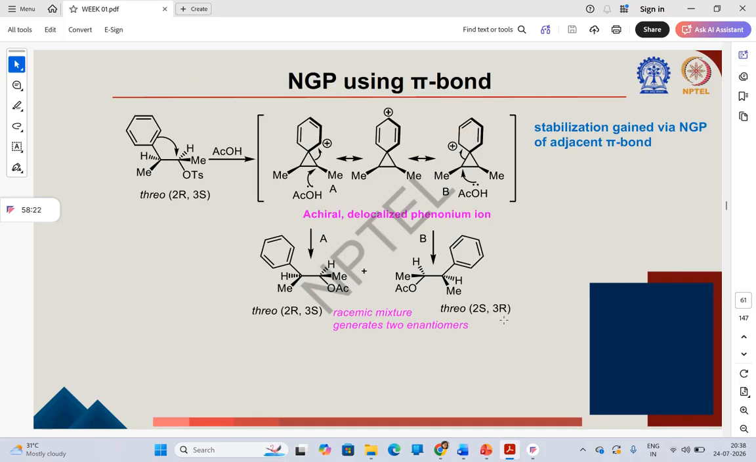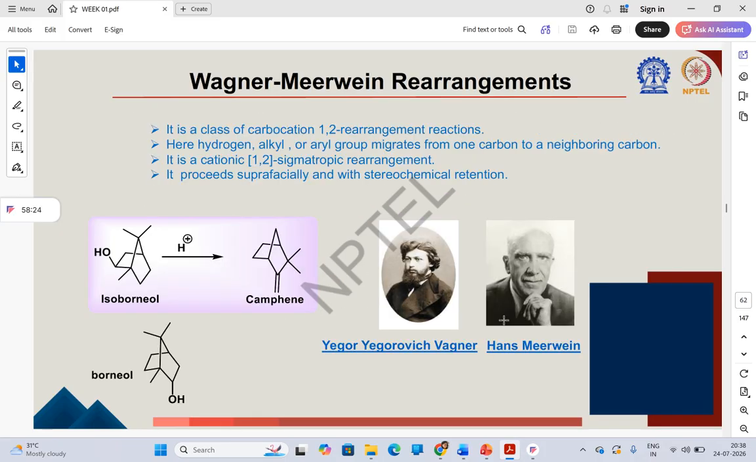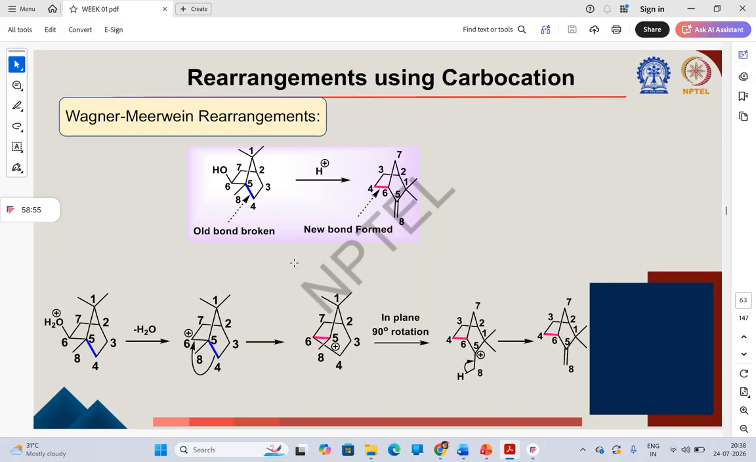Now we will discuss the rearrangement reactions. Because these rearrangement reactions go via carbocation formation, we are here to discuss them. The first one is the Wagner-Meerwein rearrangement reaction. In this case, a 1,2 rearrangement reaction takes place. A carbocation forms, then the migration happens, and the 1,2 sigmatropic rearrangement gives stereochemical retention of products.